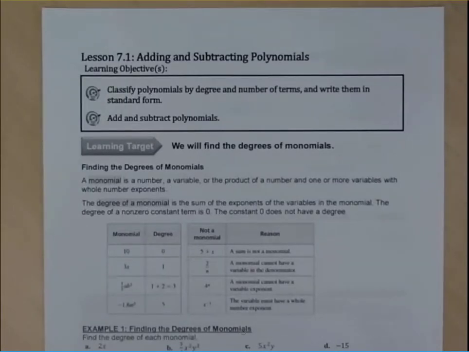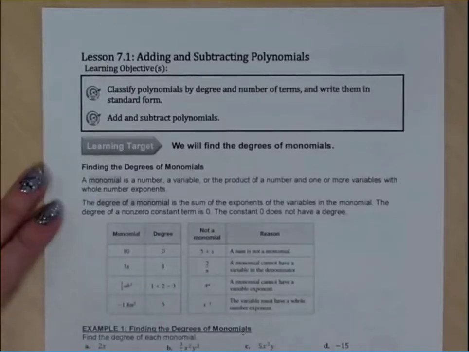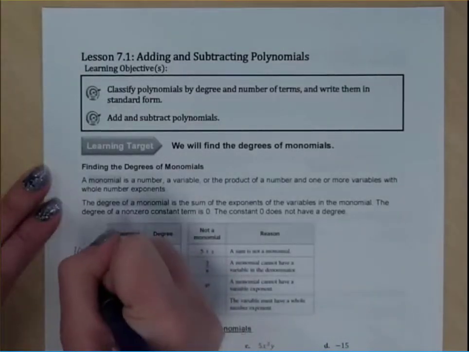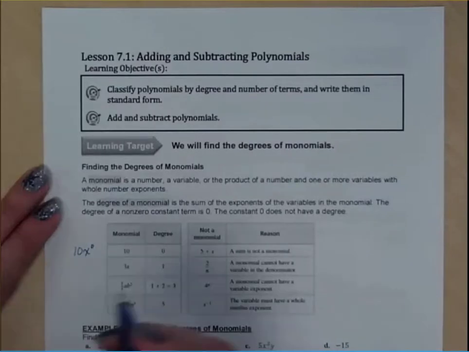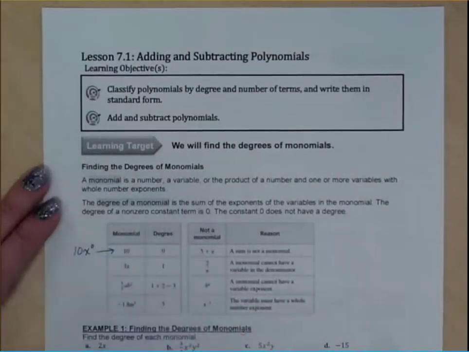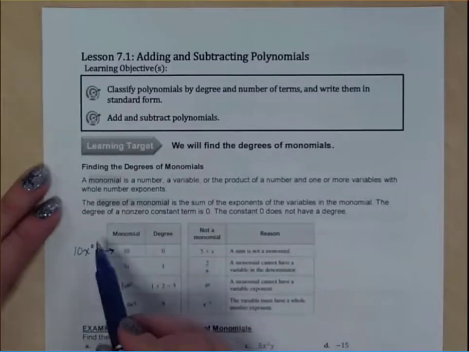Well, first, what is a monomial? A monomial is simply a number, a variable, or a product of a number and a variable. Now, the degree of the monomial is based on the exponent. So if we just have the number 10, the degree here is 0. And here's the reason. If I had 10 times x to the 0, well, if you remember, x to the 0 power is 1. So I'd end up with 10, leaving me with a degree of 0.